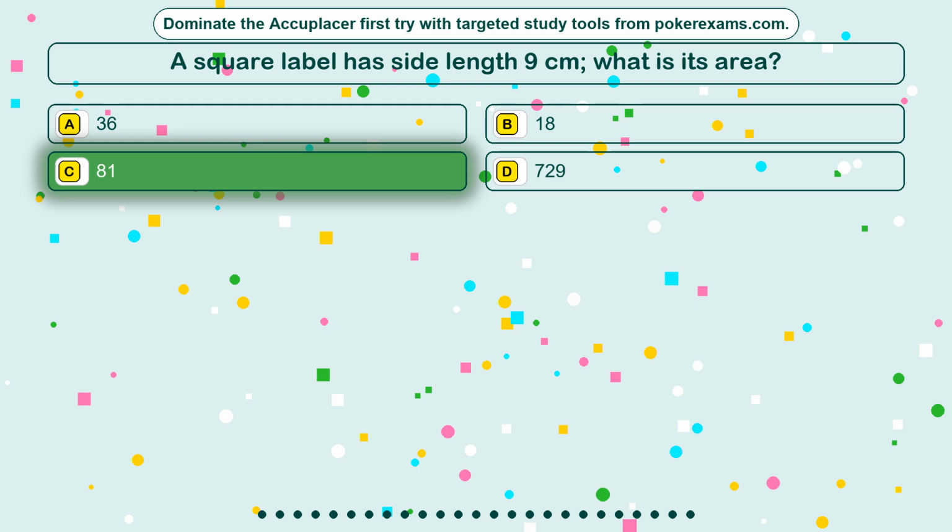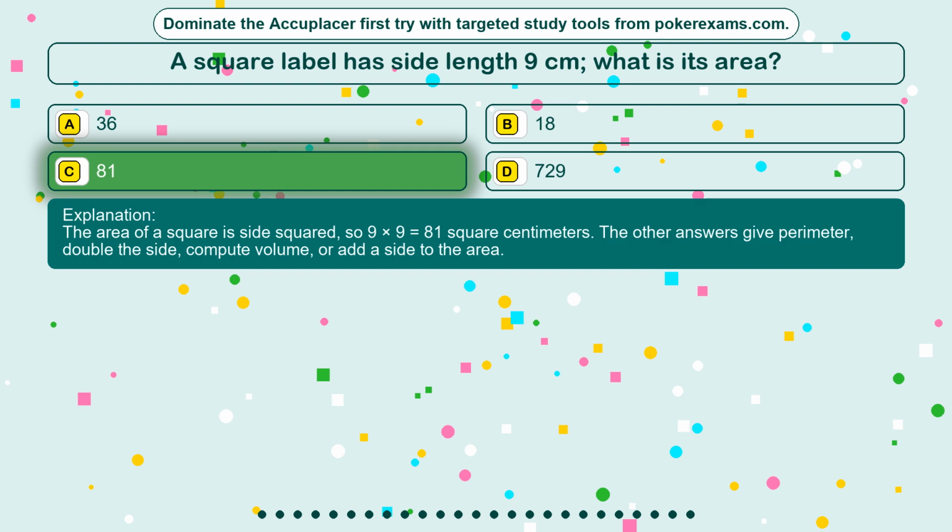The correct answer is option C, 81. The area of a square is side squared, so 9 times 9 equals 81 square centimeters. The other answers give perimeter, double the side, compute volume, or add a side to the area.